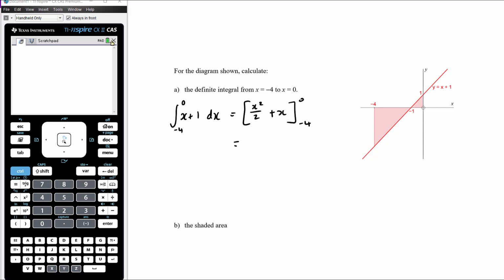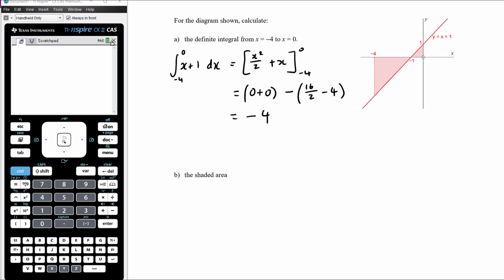Okay, so we've already worked out this antiderivative, x squared on 2 plus x, and this time we're doing that between -4 and 0. So subbing in 0 will just give us 0 plus 0, subtract, and sub in -4 gives us 16 on 2 minus 4, which is 8 minus 4, which is 4, and so we've got -4. Okay, so again, we don't change that to positive. If the question doesn't ask us for an area in part A, we're just asked to evaluate the definite integral. When we evaluate this definite integral, the answer is -4.